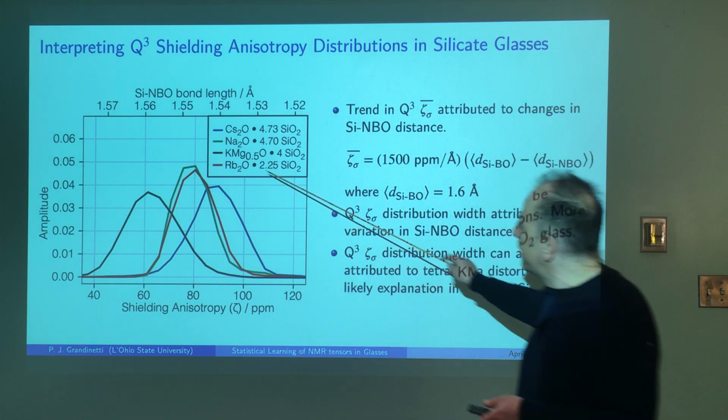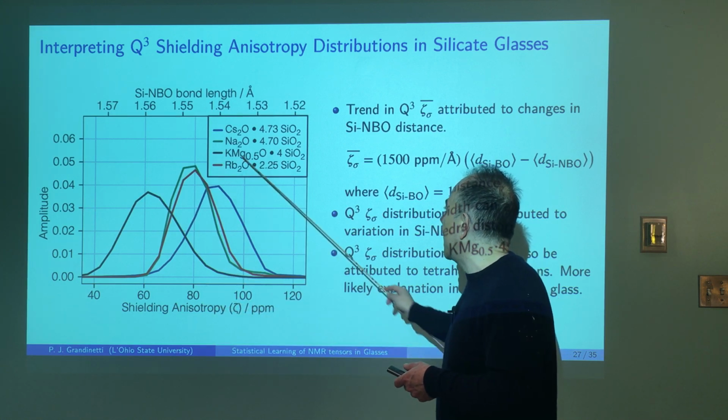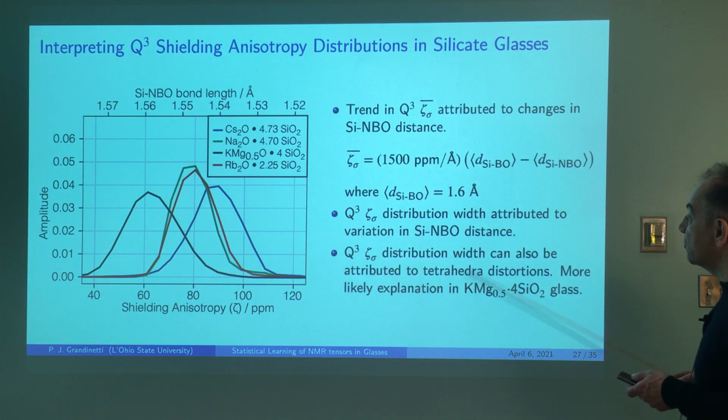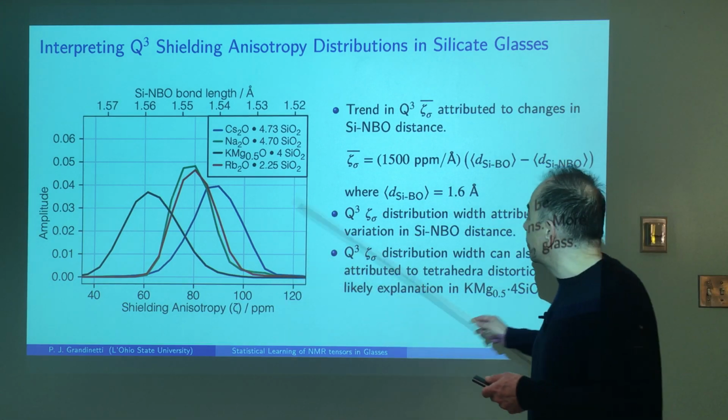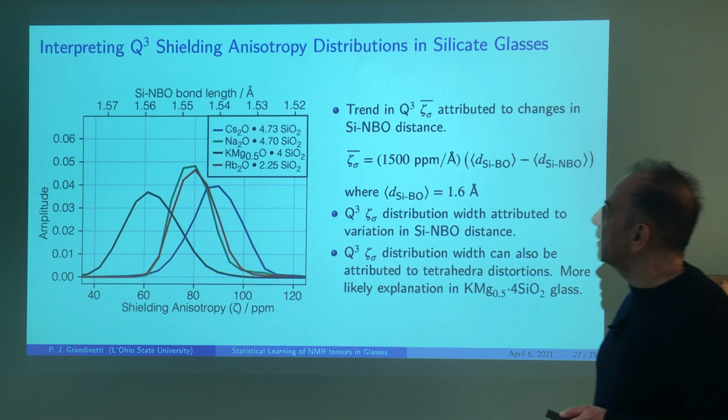But in the case of this potassium-magnesium mixed modifier glass, we think some of this width is really due to Q3 tetrahedral distortions. So it's not always just the bond length. There could be other factors playing into this width here.